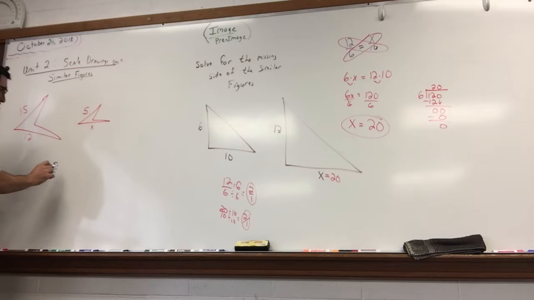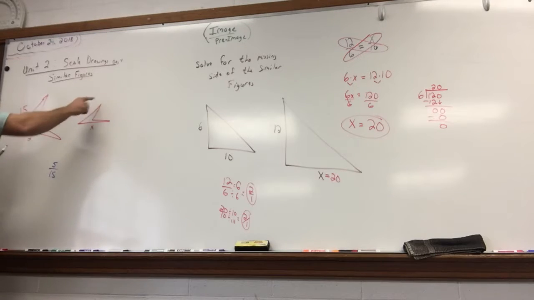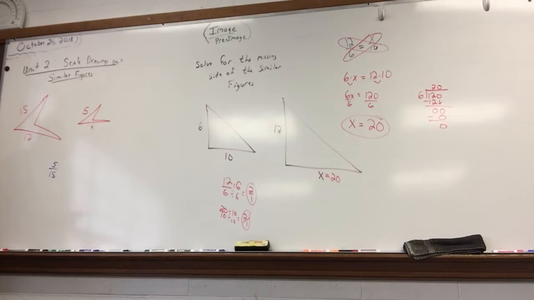Okay, let's stop there. Michaela said 5 over 15, which is exactly correct because those are corresponding parts. 5 is on the top side, 15 is on the top side. So far, I love it, Michaela. Equals X over 12. Again, image over pre-image. X is on the bottom, 12 is on the bottom. Michaela, that is brilliant. Okay, corresponding parts. 5 matches up with 15. X matches up with 12. Notice we went image over pre-image.